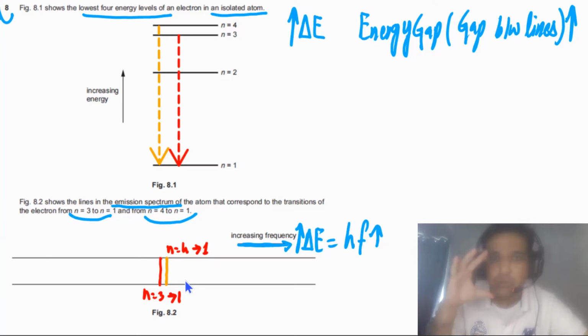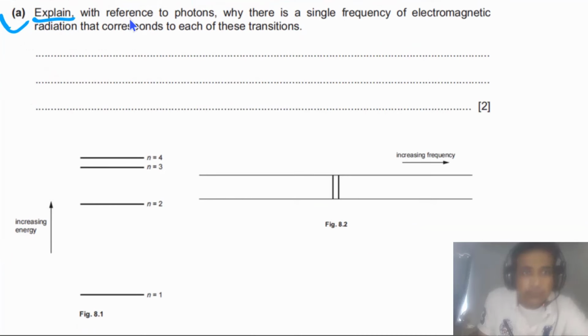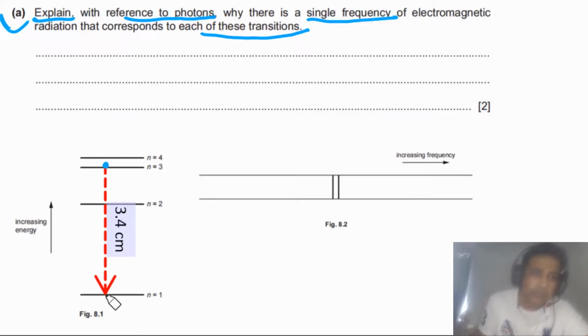So these are the points you need to understand to answer the next question. I hope these points are clear to you. Part A says, explain with reference to photons why there is a single frequency of electromagnetic radiation that corresponds to each of these transitions. Imagine that there is one single electron in this energy level, and this electron jumps from N3 to N1, meaning to the lowest energy level.